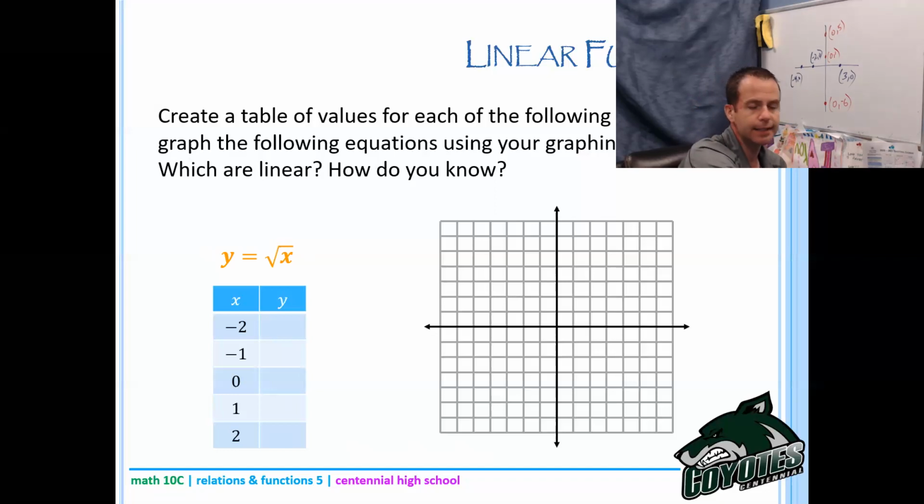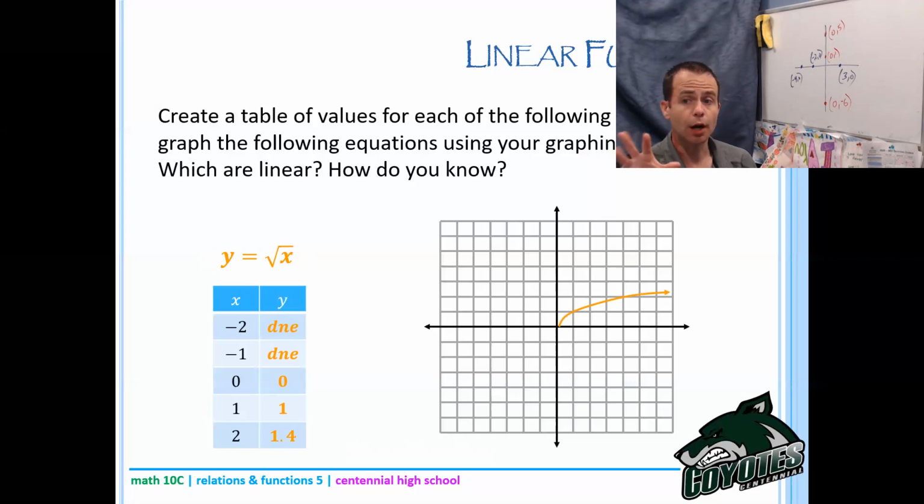Okay, so you can't take the root of -2 or -1, so those don't exist. The root of 0 is 0, the root of 1 is 1, and the root of 2 is around 1.4. When you go to graph that, you'll get a picture that looks something like this. We'll talk a lot more about those guys in grade 11 and 12. They're called radical functions. This is not linear, but it is still a function. So this is a non-linear function, okay?